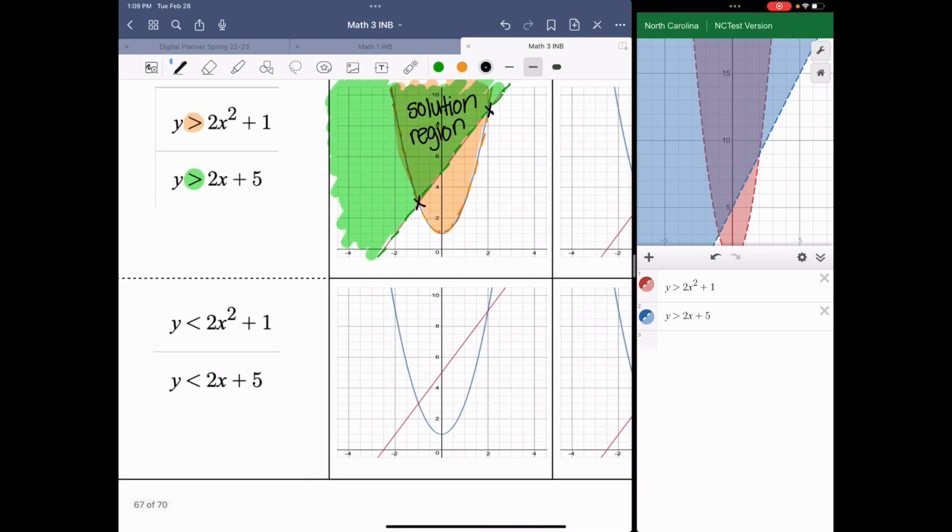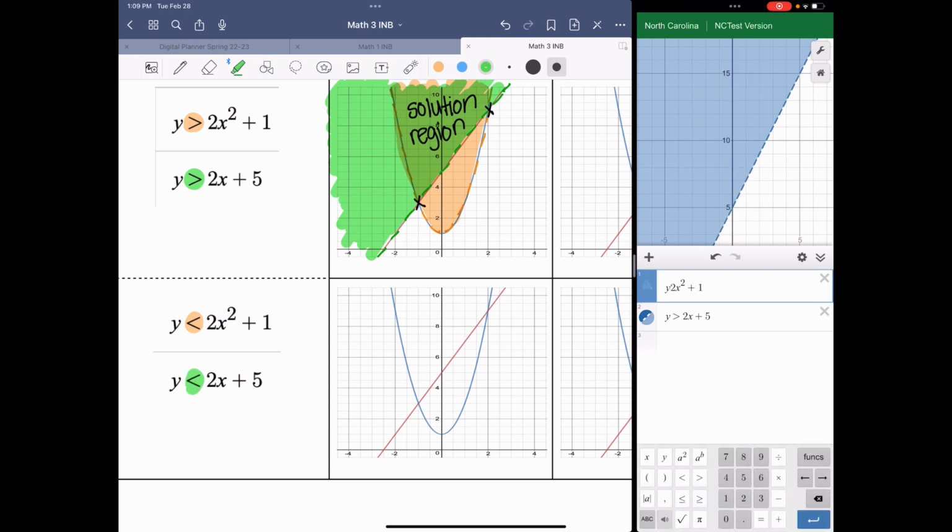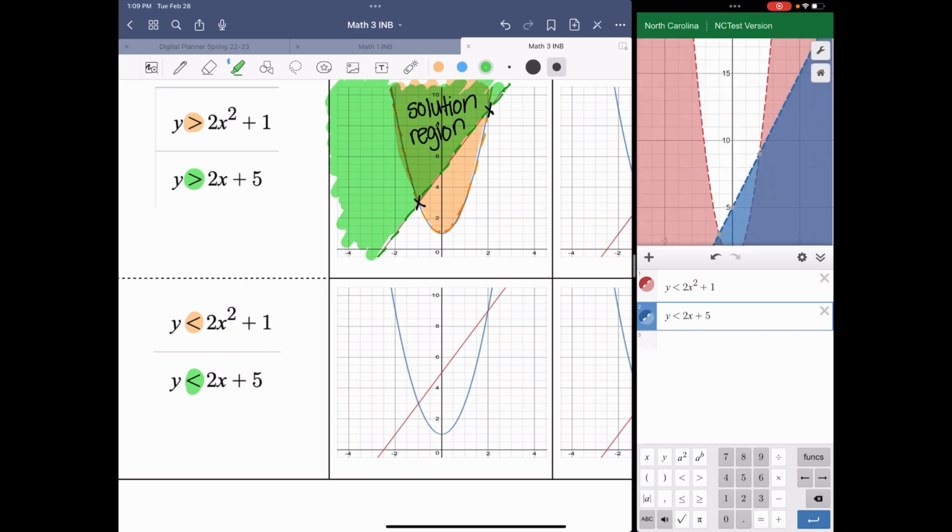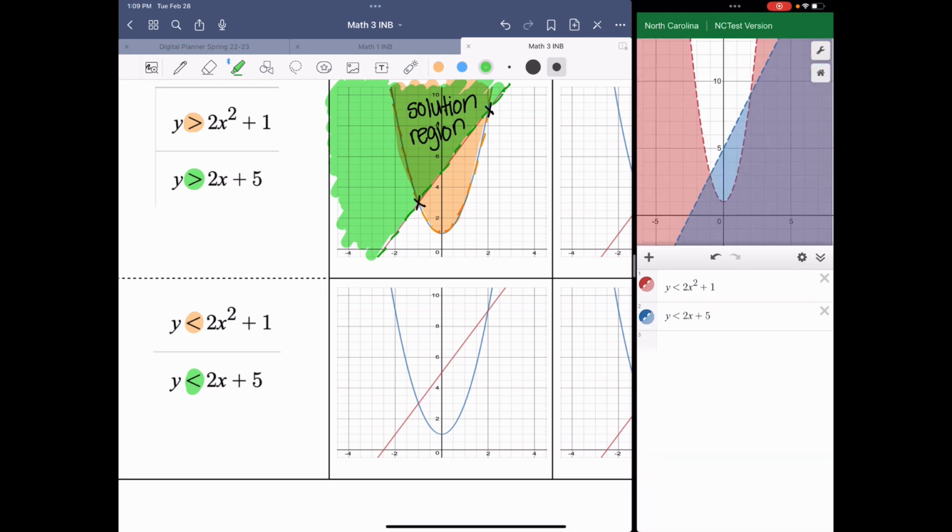Alright, so now we're going to do less than. So I can just change these right quick, and this is going to become less than, which doesn't change the shape, it just changes the direction in which you're shading. So this is still going to be a dashed line, which means any point that falls on that dashed line is not included. But this time the shading is going to occur below the quadratic. So it's going to occur everything outside of the quadratic, but not inside it because it's less than.